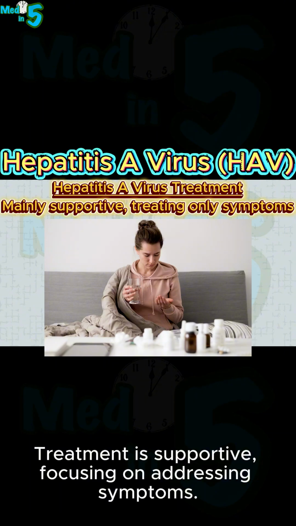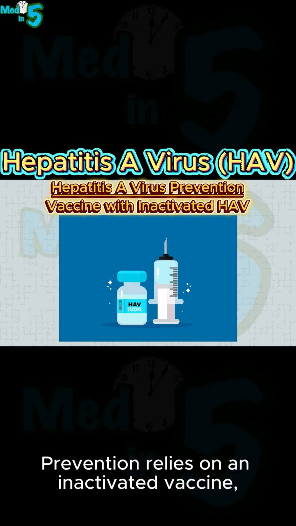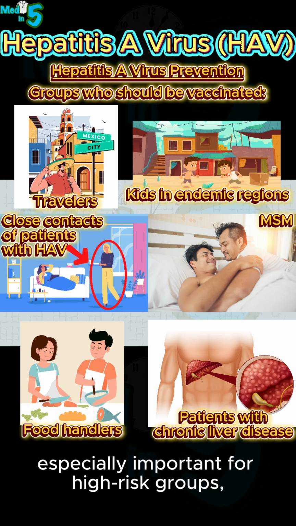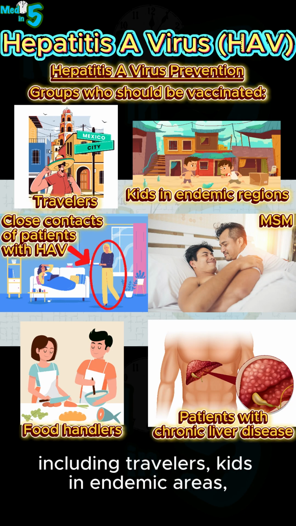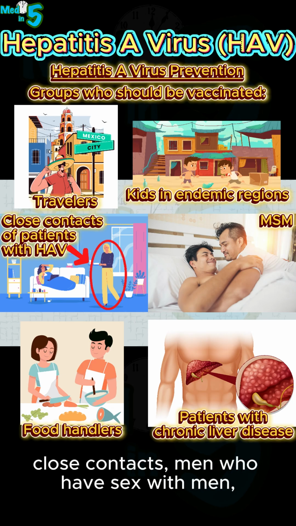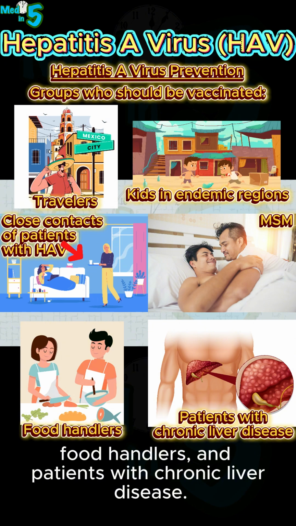Treatment is supportive, focusing on addressing symptoms. Prevention relies on an inactivated vaccine, especially important for high-risk groups, including travelers, kids in endemic areas, close contacts, men who have sex with men, food handlers, and patients with chronic liver disease.